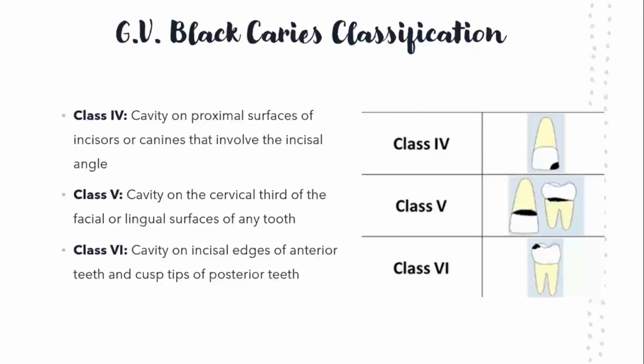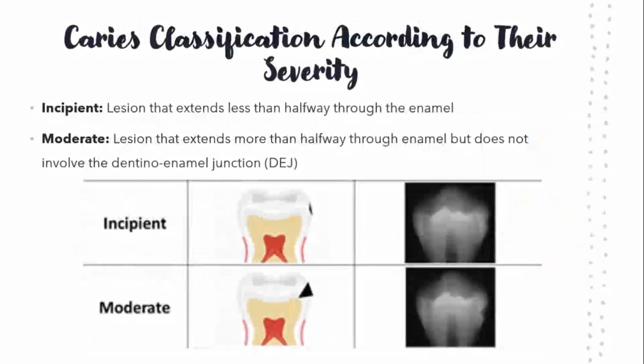The other caries classification is according to their severity. The appearance of interproximal caries can be classified as incipient, moderate, advanced, or severe, depending on the amount of enamel and dentine involved in the caries process. The severity may continue to increase if not treated.